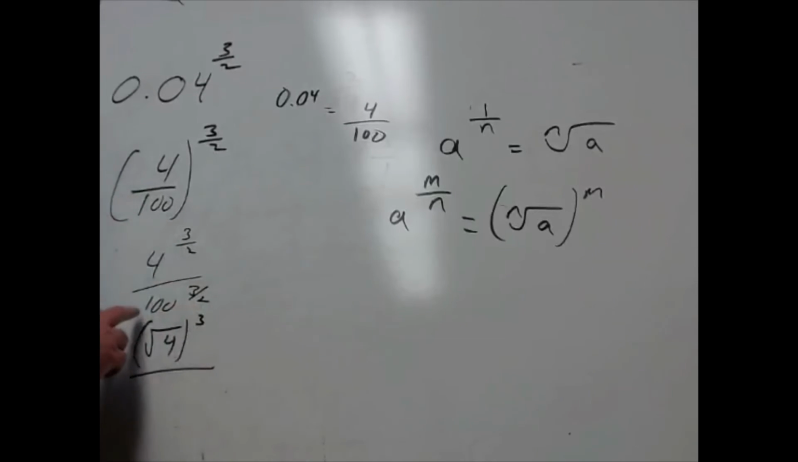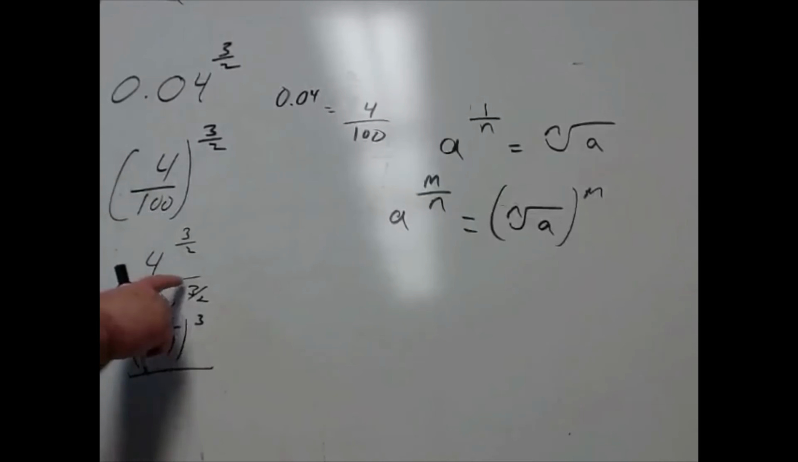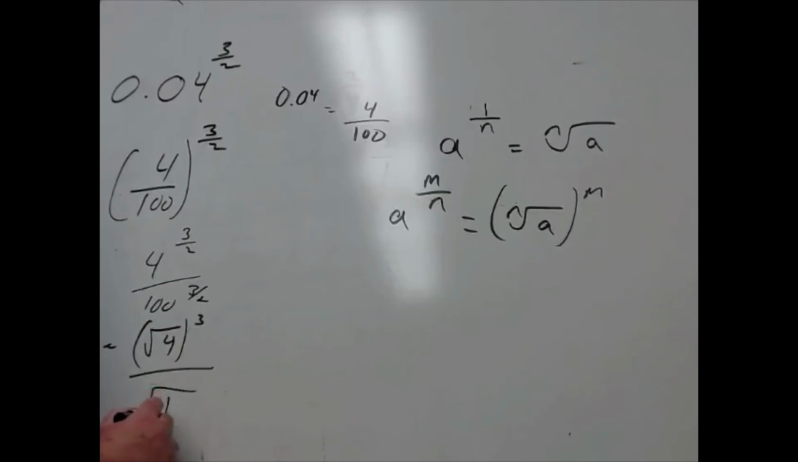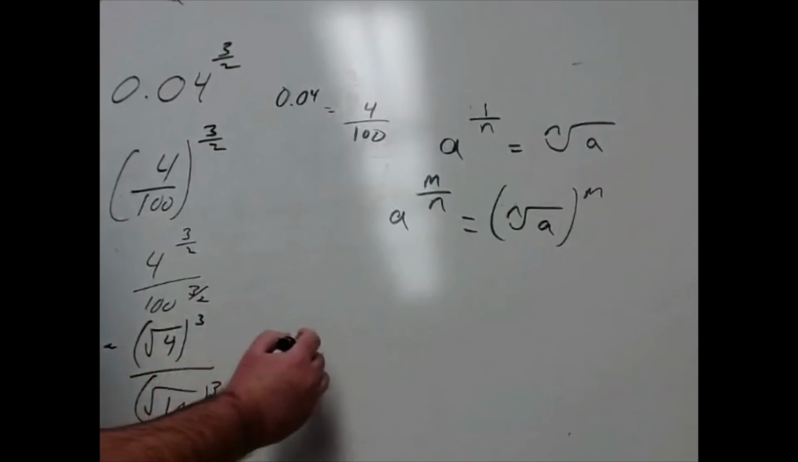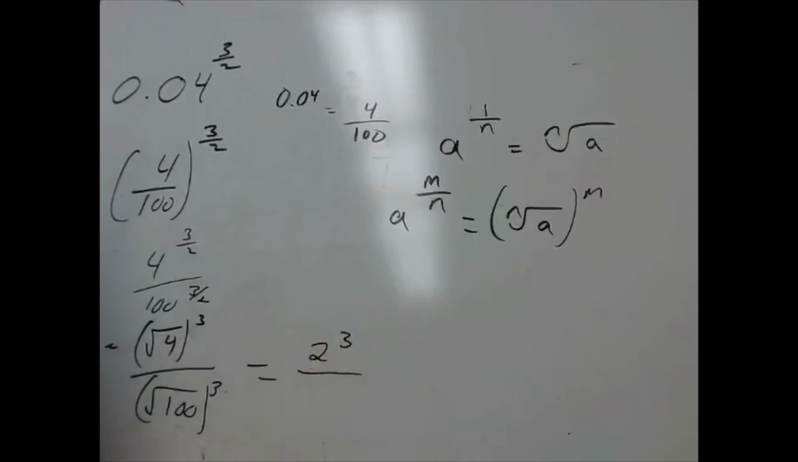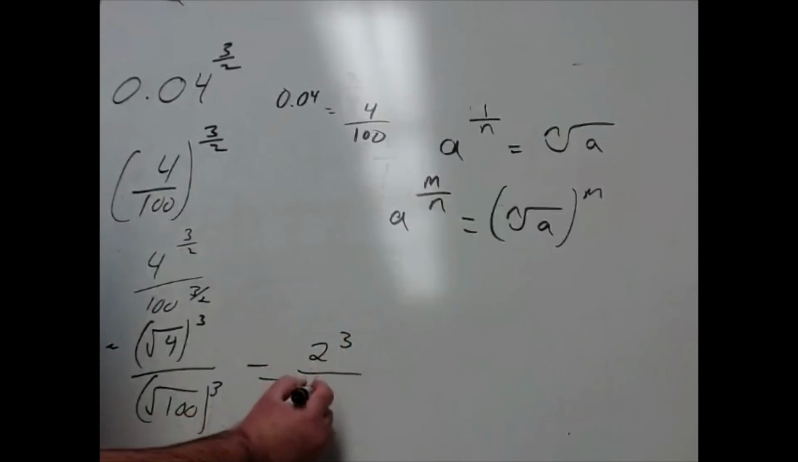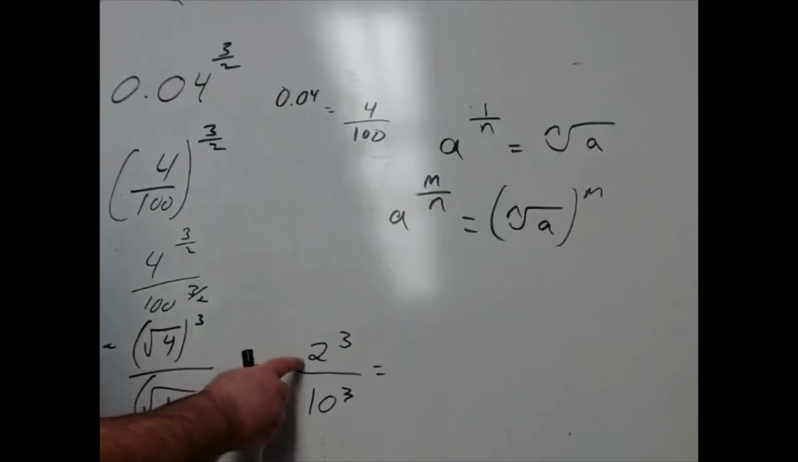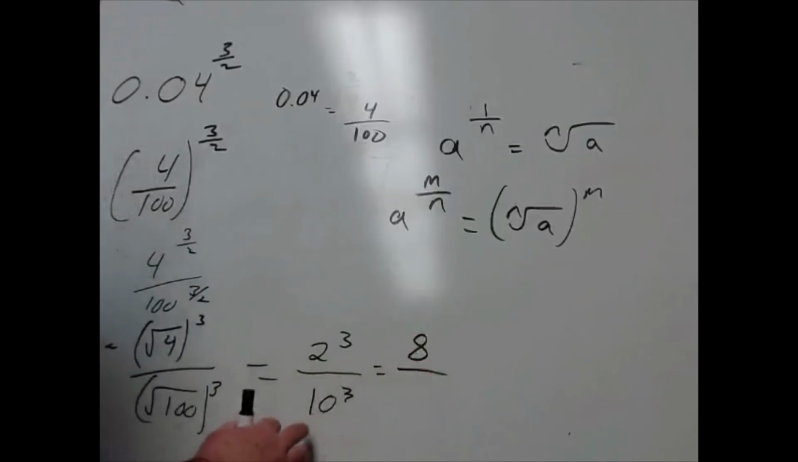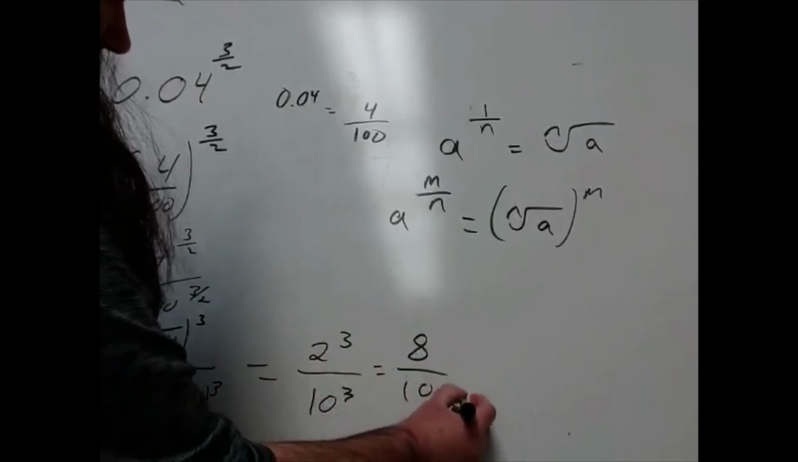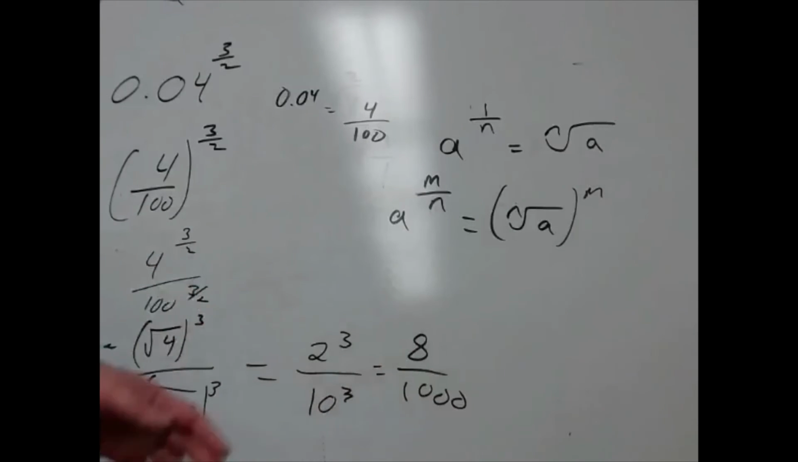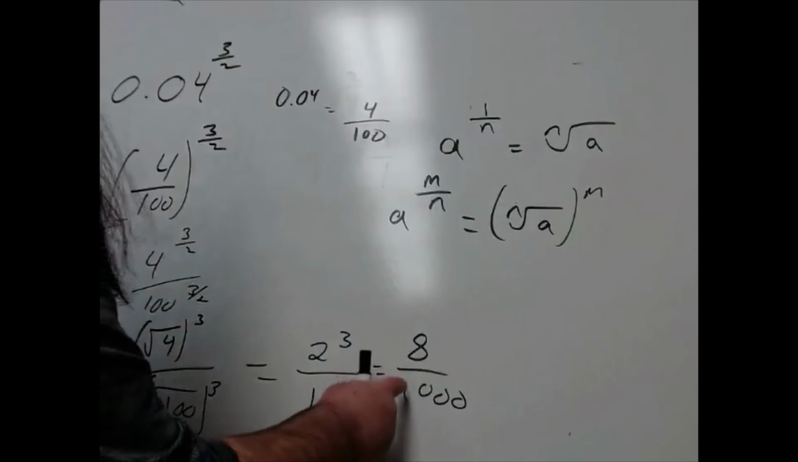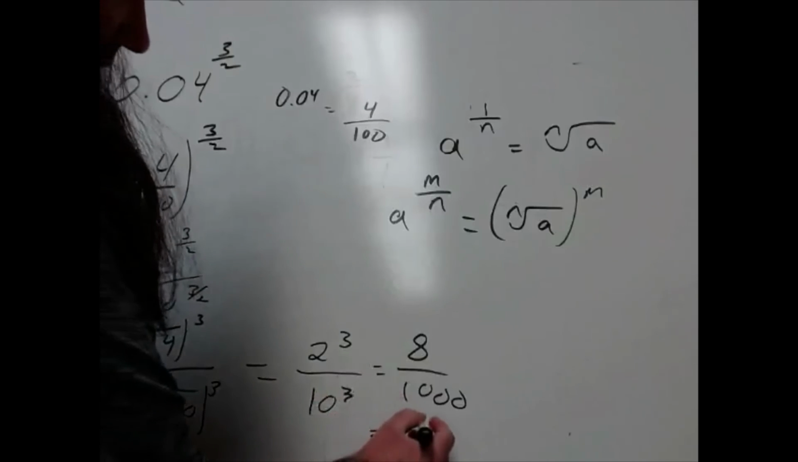Evaluate my denominator here, so 100 to the 3 over 2 is going to be the square root of 100, and then I cube that. So the square root of 4 is 2, so this becomes 2 cubed. Square root of 100 is 10, so this becomes 10 cubed. So my answer then becomes 2 cubed, which is 8, over 10 cubed, which is 1,000. And I guess technically you should reduce this fraction down. So I believe that would give you 1 over 125.